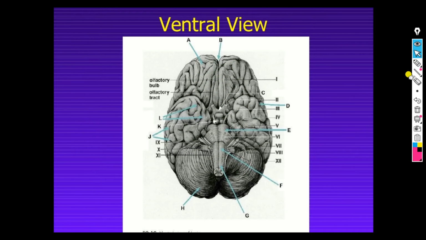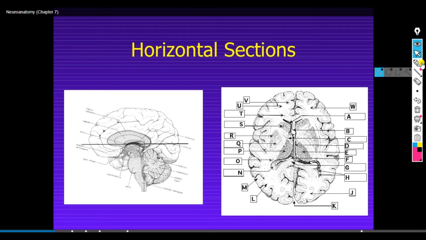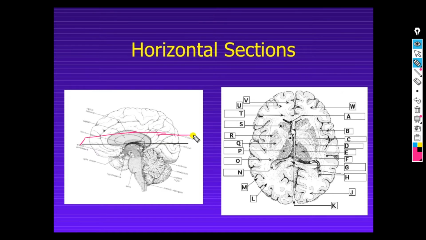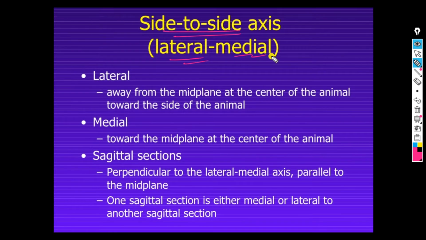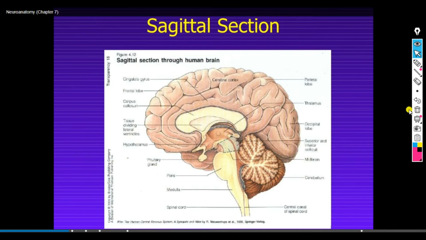In horizontal sections, we cut a plane which is parallel to the ground, so perpendicular to the vertical axis, and we get a horizontal section. So, side to side axis: lateral is away from the midplane at the center of the animal toward the side of the animal, medial is toward the midplane at the center of the animal. Sagittal section is perpendicular to the lateral-medial axis, parallel to the midline. And you can see the sagittal section here.